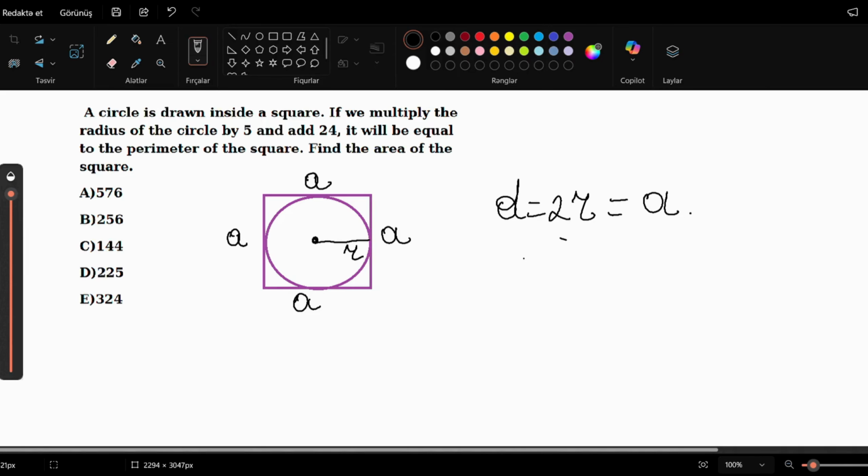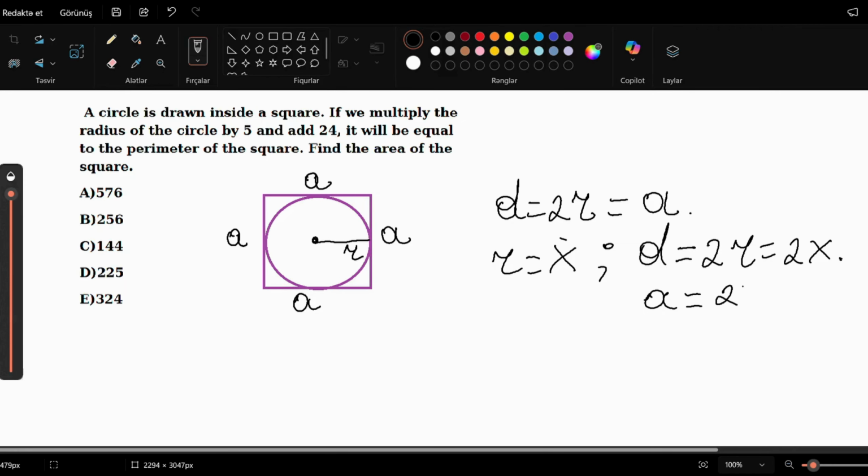We note radius equal x. That time diameter equal 2 times r and 2 times x. And side equal 2x. Okay.